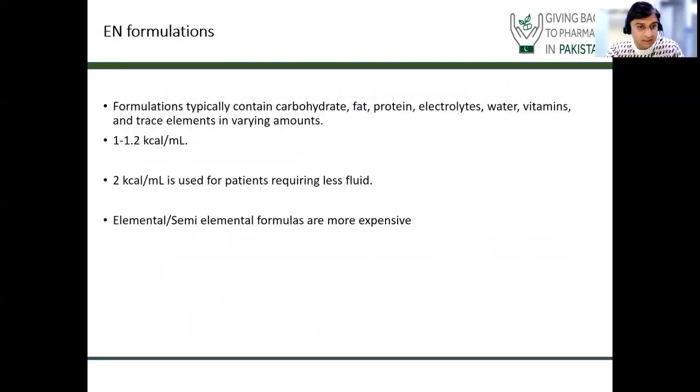In our settings, we usually use 1 kilocalorie per ml of formula, but there are various formulas. When you look at the product label, you will know the actual formula of that nutritional product. In all those patients who have volume restriction, we give 2 kilocalories per ml of formula. In patients who have no fluid restriction, we give 1 kilocalorie per ml formula.